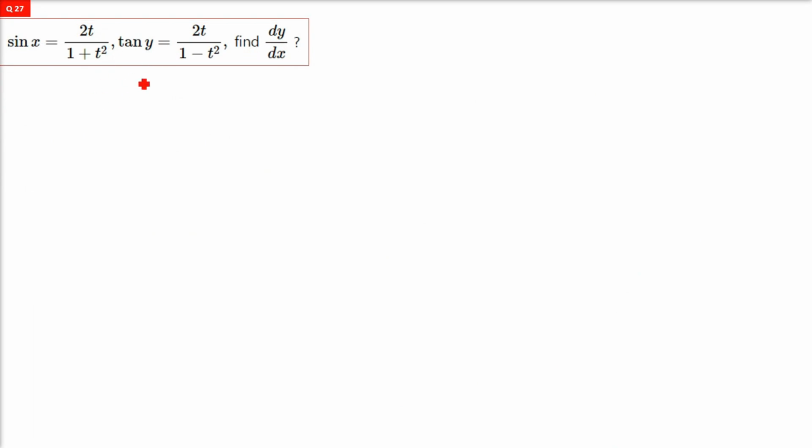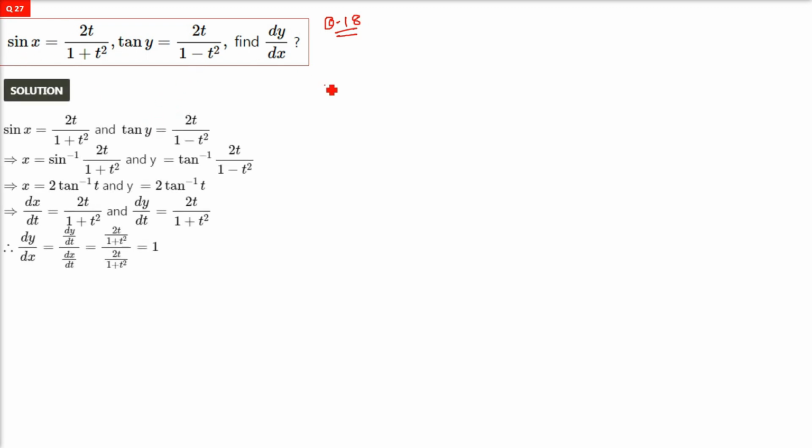So we have, see, this question can be done in different ways. Since we have already taken up question number 18 and most of the thing we have already done there, I am going to do this question directly. Sin x is 2t by 1 plus t square. If I write x, it will be sin inverse 2t by 1 plus t square. In question number 18, we have already seen when we put t as tan theta, this whole solution will be 2 tan inverse t.